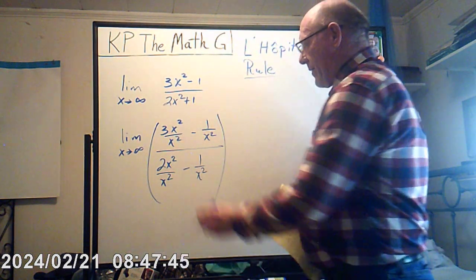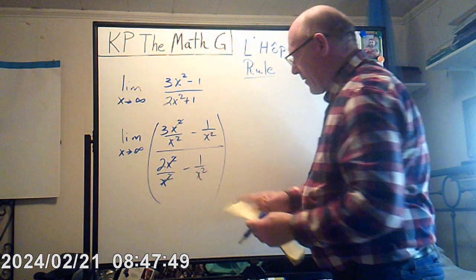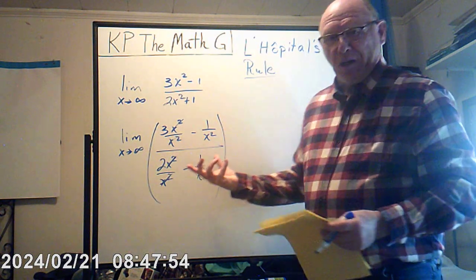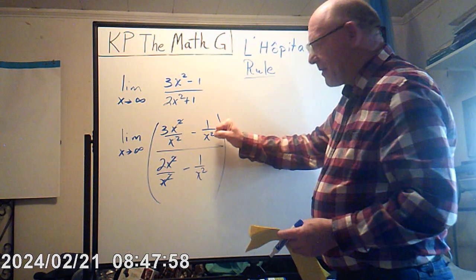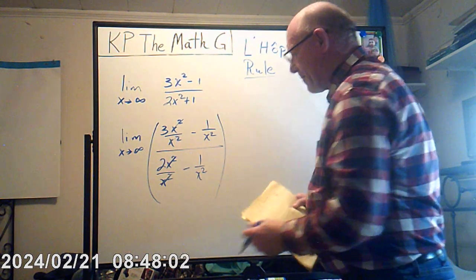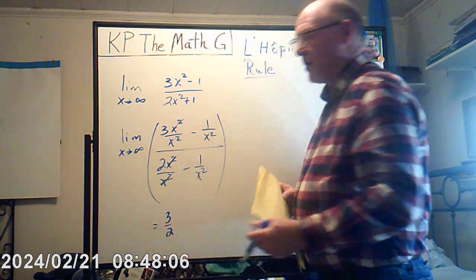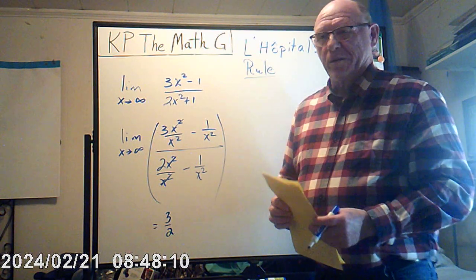Alright, these are gone here, and these are gone here, and of course you know what happens to these as x in a denominator gets larger and larger. This approaches 0, right? So really this is equal to 3 over 2. So this does approach a limit, but again, you do not need L'Hopital's rule.